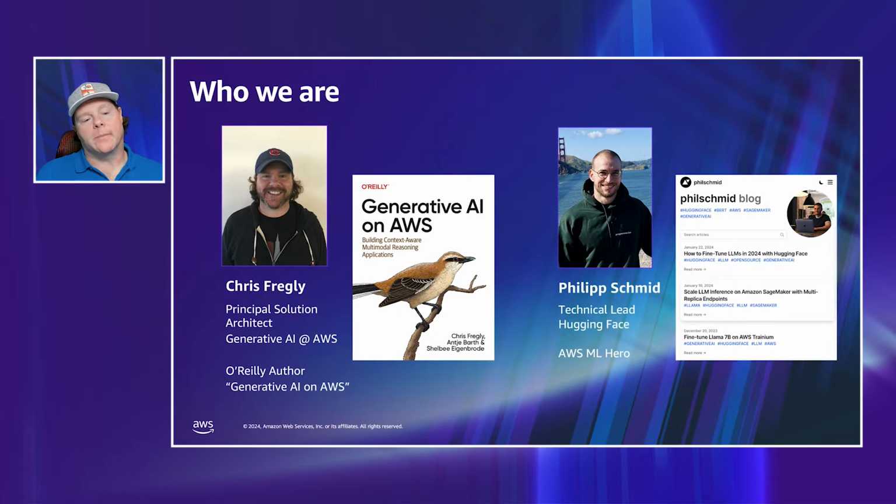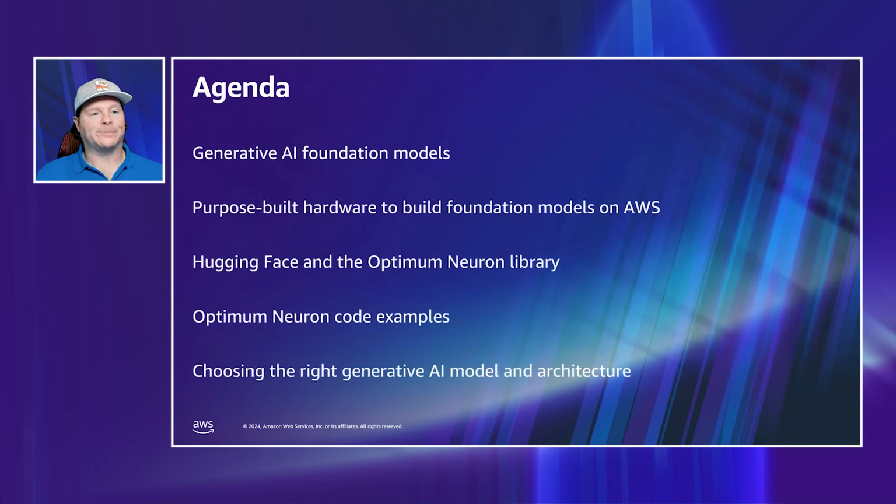Real quick, my name is Chris Fregley. I'm a principal solution architect at AWS. I focus on generative AI. My co-presenter Philip Schmidt is a technical lead at Hugging Face, also an AWS ML hero. I've known Philip for quite some time now. Philip has probably one of the best blogs on SageMaker and generative AI and Hugging Face. And I recently finished a book called Generative AI on AWS with Philip's help as well. He was a reviewer of the book and someone we trusted very highly for this effort.